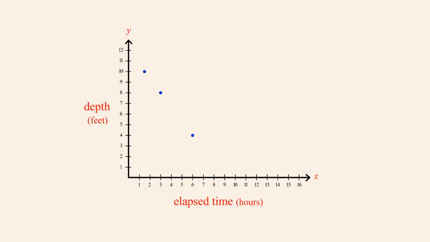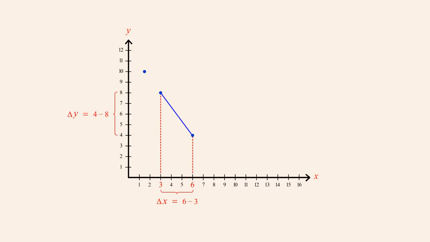As we saw in the chapter on slope, we can calculate the slope of a line which passes through 2 points as the difference in the points' y-coordinates, delta y, divided by the difference in their x-coordinates, delta x. Dividing delta y by delta x, we get -4 over 3, or a slope of -4/3.